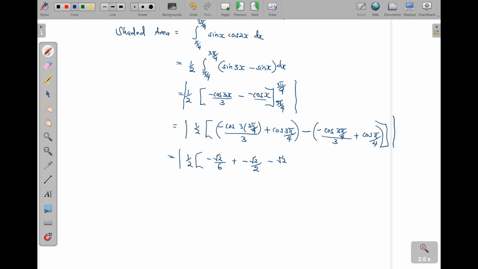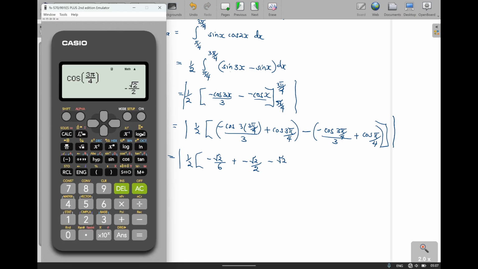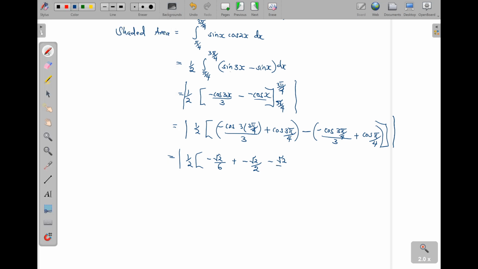It's a minus root 2 over 2, but there is a 3 down, so it is a 6 over 6. Okay, then cos of pi over 4 is root 2 over 2, so that is minus root 2 over 2.